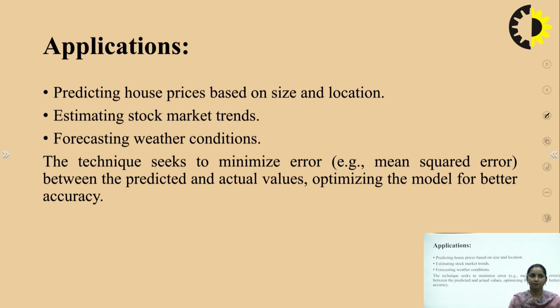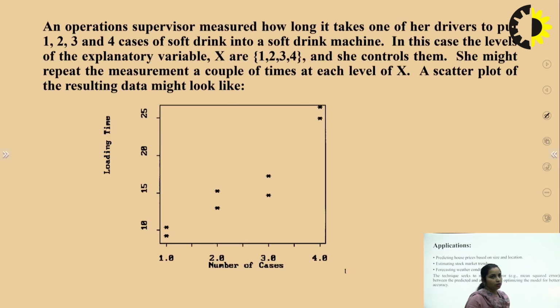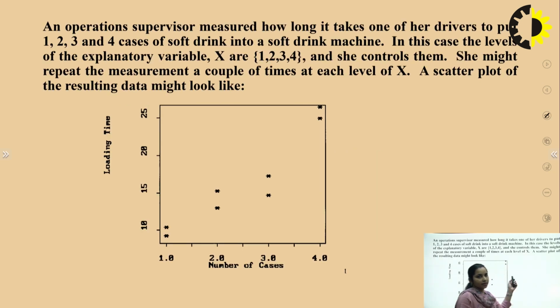If I talk about applications, predicting house prices, I told you already, estimating stock market trends, forecasting weather conditions. So these are the techniques that seek to minimize error, the mean squared error, to predict the actual values and optimize the model for better accuracy. So these are the applications. Let's take an example.